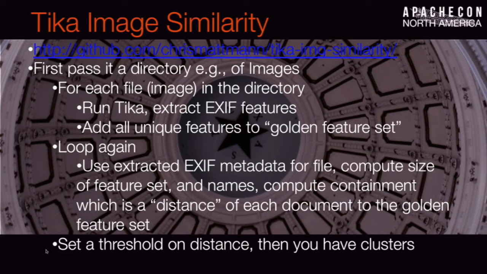You can do resemblance across the whole document set and basically turn that into a cluster, right? So I built a library on top of Tika. This is at GitHub. It uses Python. It's called Tika Image Similarity. And what it does is for each file or image in a directory, it runs Tika, extracts the EXIF metadata, uses them as features, adds them all to a golden feature set, does another loop for that, and then computes the distance of each document and its features to that golden feature set, and so forth. And we can use that within a threshold to compute a cluster.